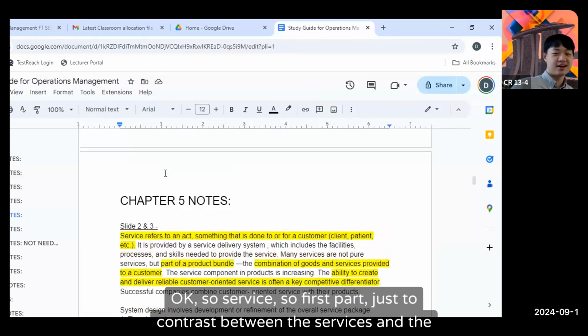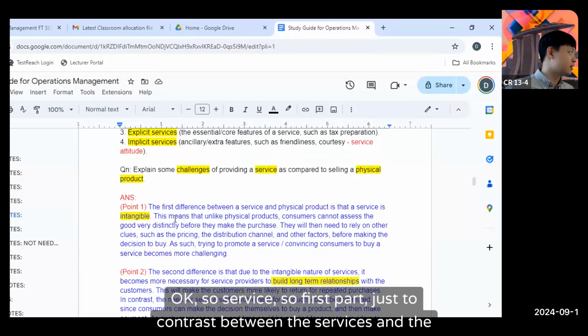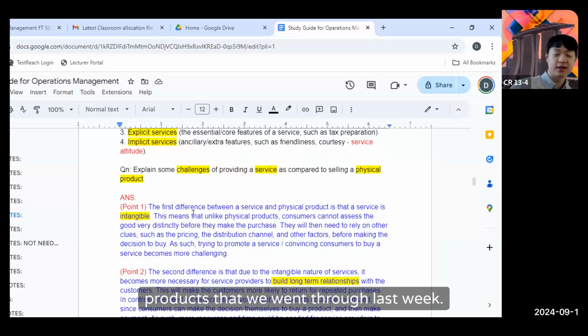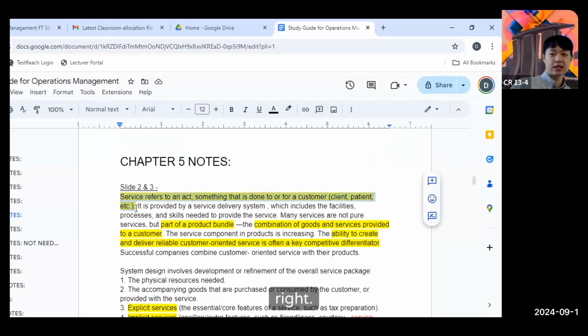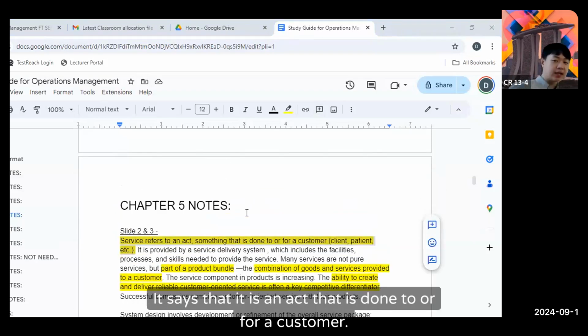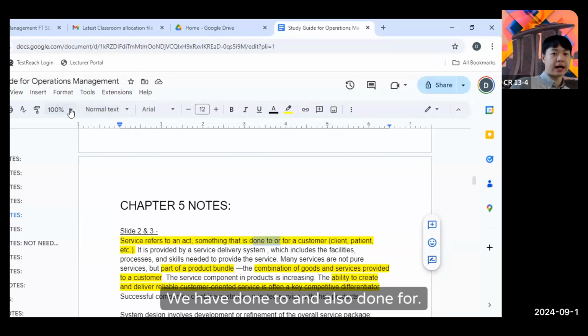Okay, so service. First part, just to contrast between the services and the products that we went through last week. Okay, so service, this is the definition. It says that it is an act that is done to or for a customer. So here there are two ways of understanding service. We have done to and also done for.